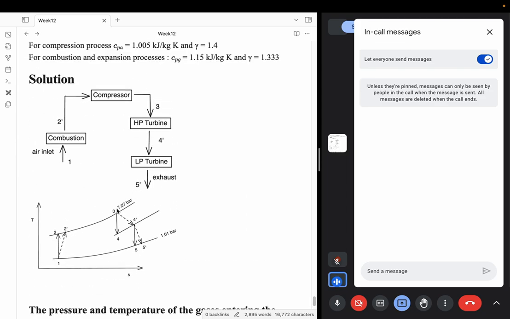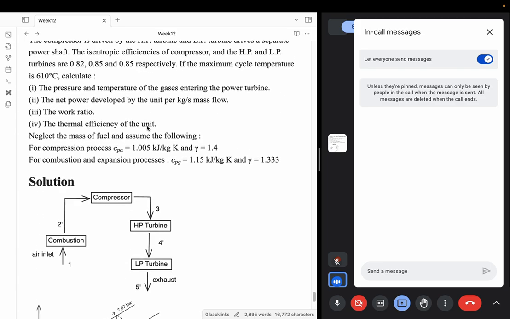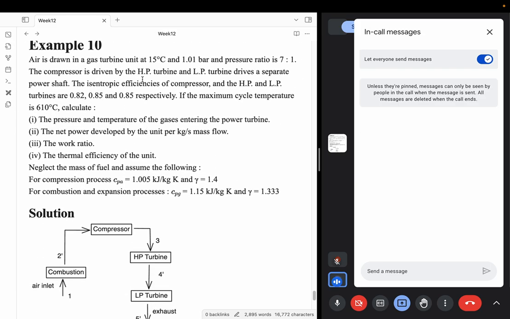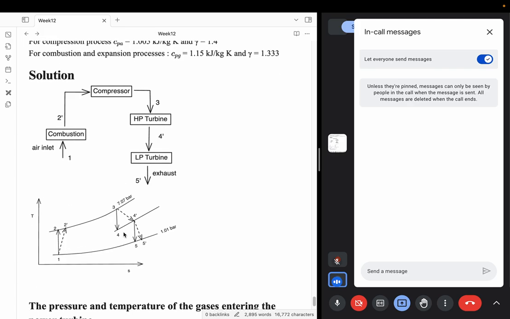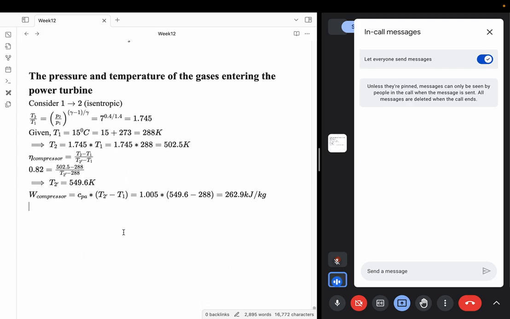What is told here is the compressor is driven by the high pressure turbine. So whatever is the work output of the high pressure turbine should be equal to the work done on the compressor. So if we equate that, we'll be able to calculate state 3. It is given that the HP turbine drives the compressor. So what does that mean? That means work done by the compressor should be equal to work done by the high pressure turbine.